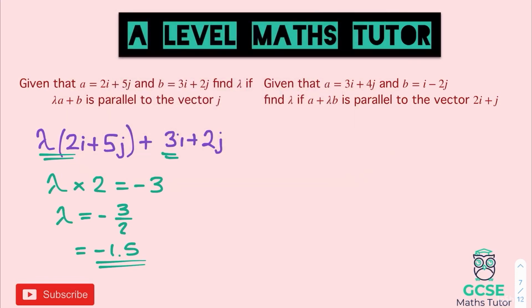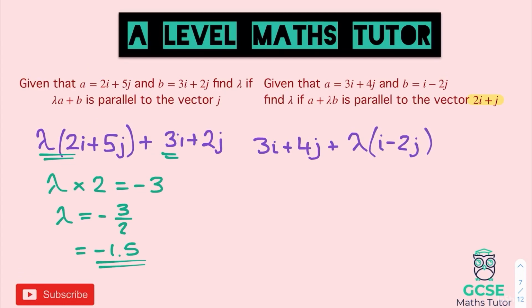Obviously, we've got a little bit more to do in this question. It says, given that a is 3i plus 4j and b is i minus 2j, find lambda if a plus lambda b is parallel to the vector 2i plus j. We need to be very careful in this one because we've got 2i plus j, meaning we're going to have to double the coefficients of j in order to equate them. So let's write this out. We have a, which is 3i plus 4j, and we add lambda lots of the vector b, which is i minus 2j.